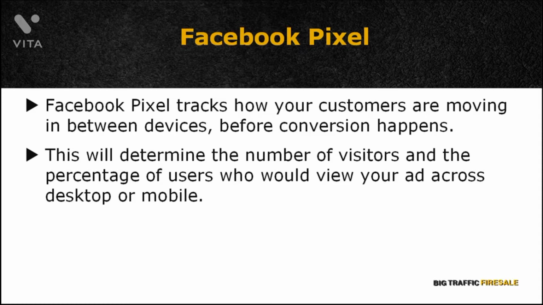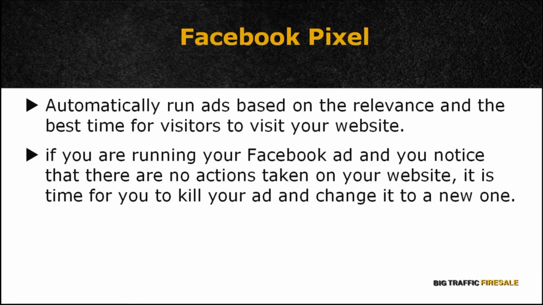This will determine the number of visitors and the percentage of users who would view your ad across desktop or mobile. Facebook Pixel will then optimize your ads to target people who are most likely to take action. Taking action is defined as either making a purchase or signing up for an application on the website. Facebook Pixel will also automatically run ads based on the relevance and the best time for visitors to visit your website. Therefore, if you're running your Facebook ad and you notice that there are no actions taken on your website, it's time for you to kill your ad and change it to a new one.